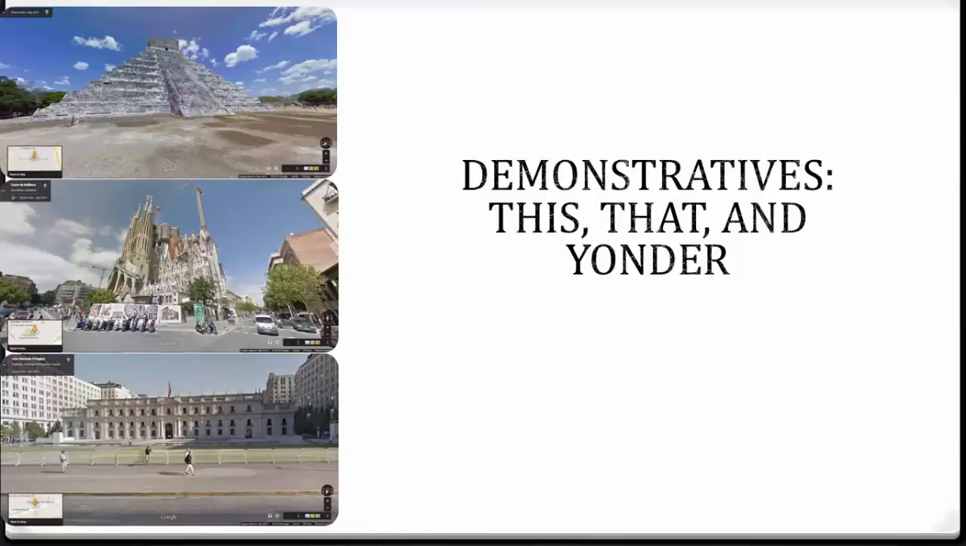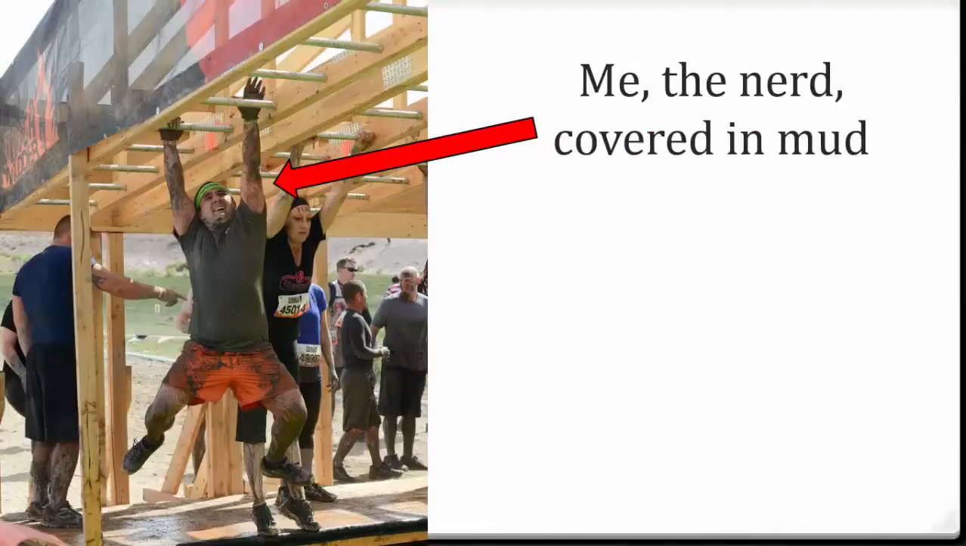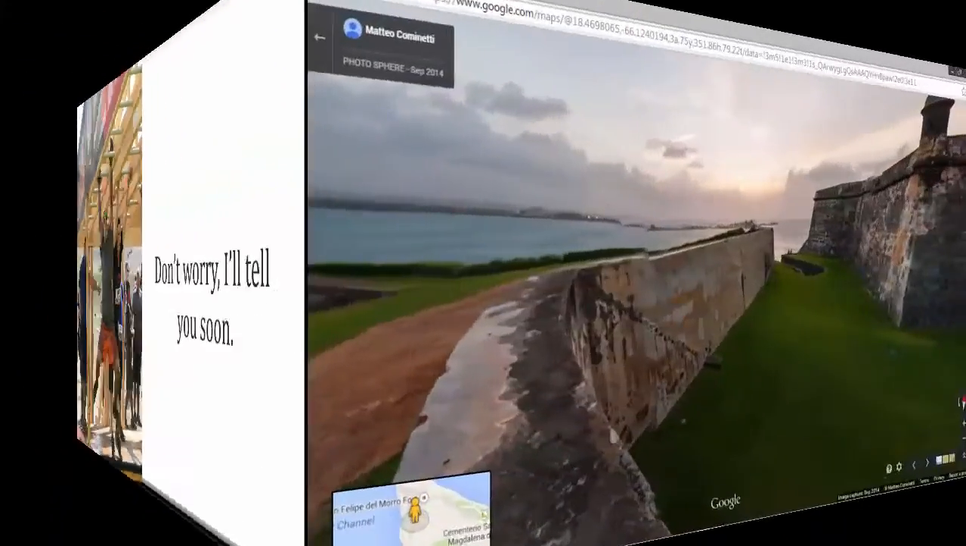I'm well aware of my complete and utter nerdiness when I explain to my students that I love talking about demonstratives. I can't exactly put my finger on why, but for some reason, I just really like explaining what they are and how they are used in Spanish.